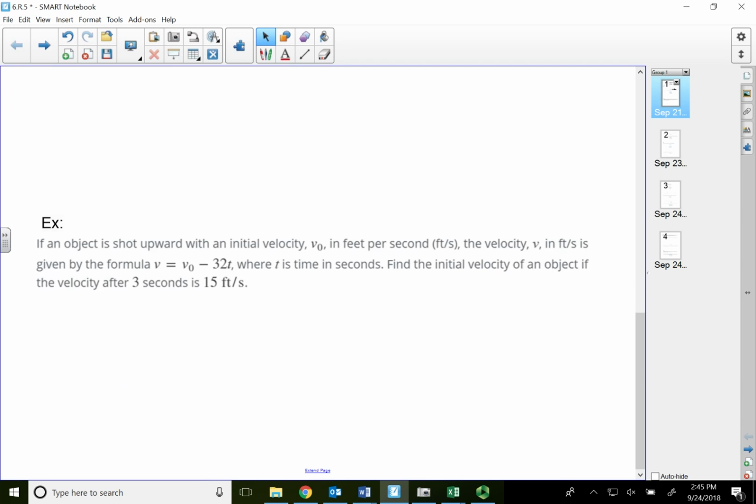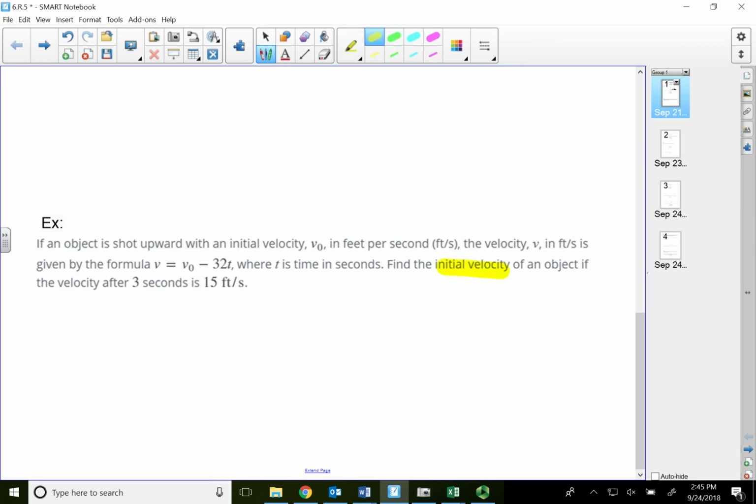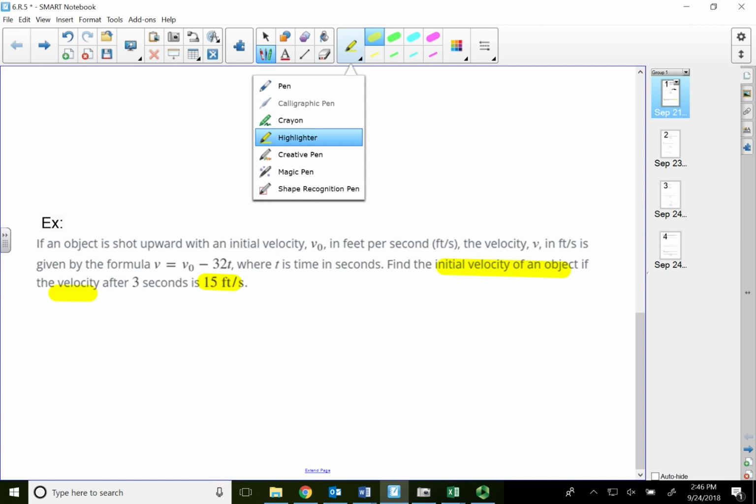If an object is shot upward with the initial velocity v sub null, in feet per second, the velocity v in feet per second is given by this formula, where t stands for the time in seconds. Find the initial velocity of an object if the velocity after 3 seconds is 15. So 3 is t, and 15 feet per second is the velocity, so we can substitute 15 for v.